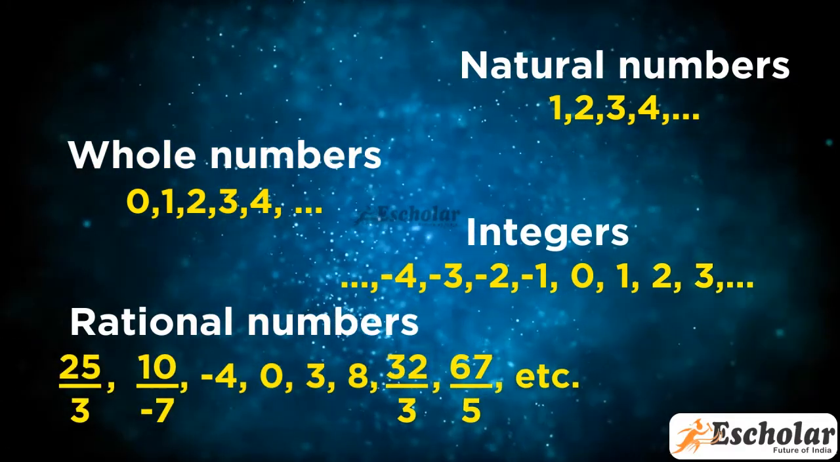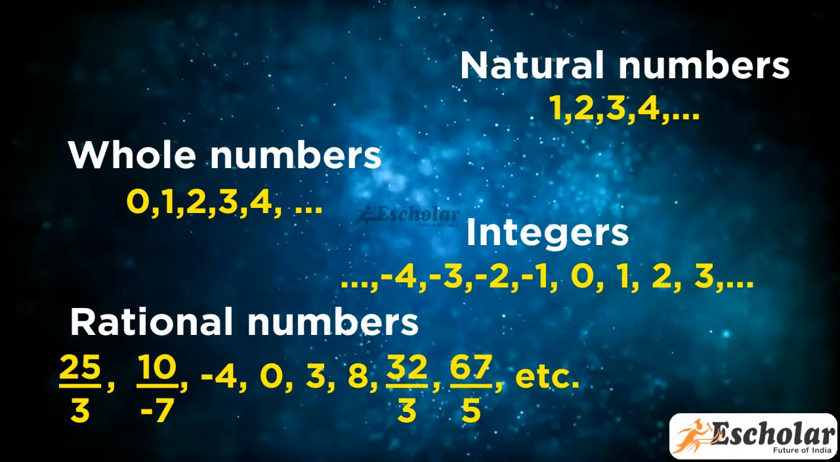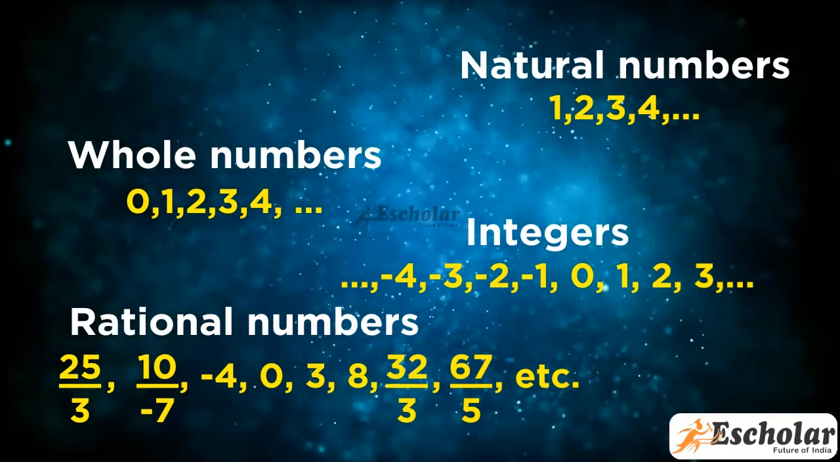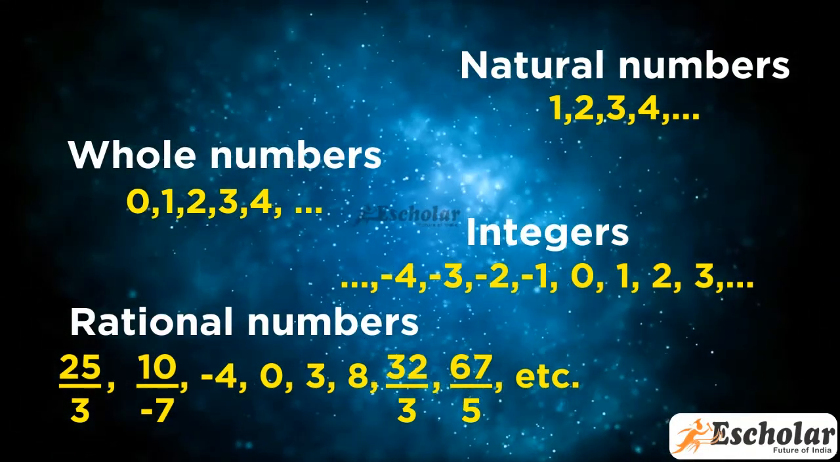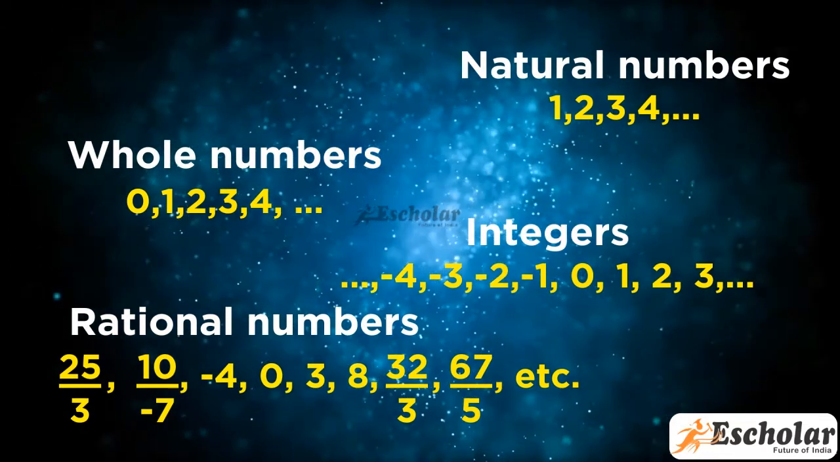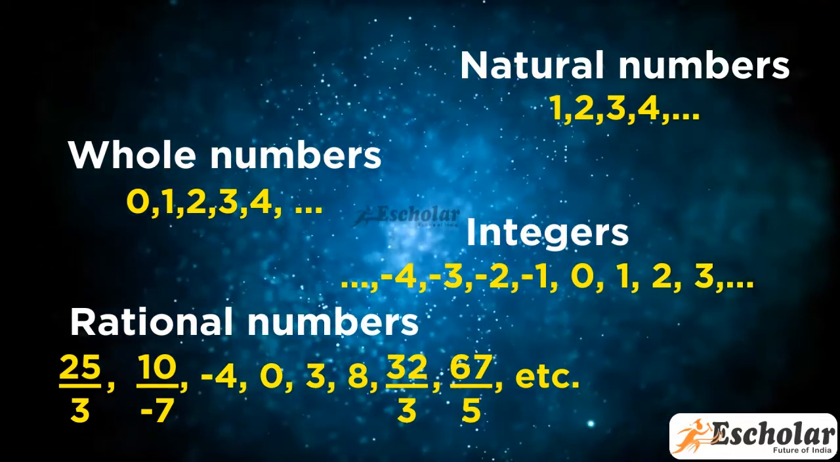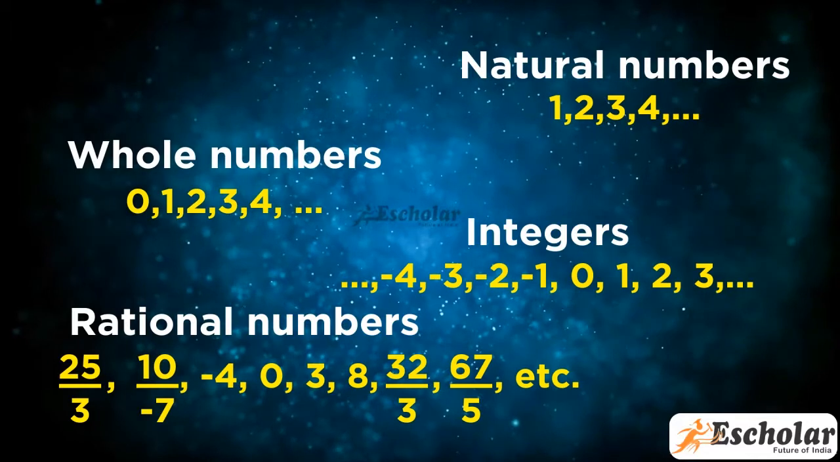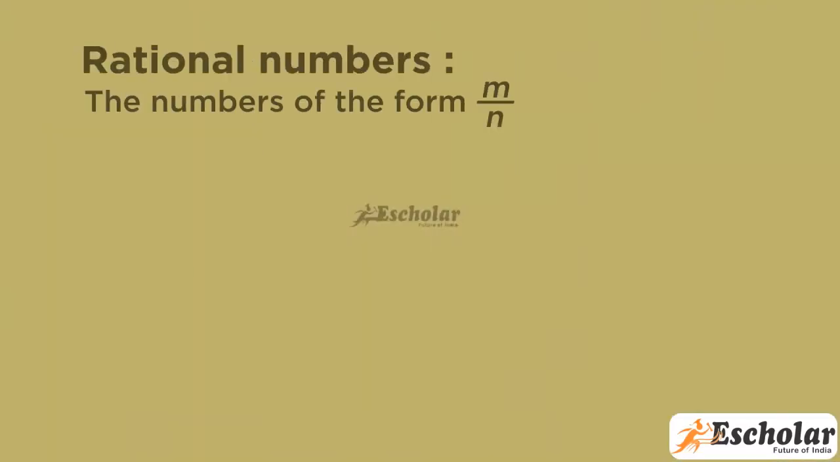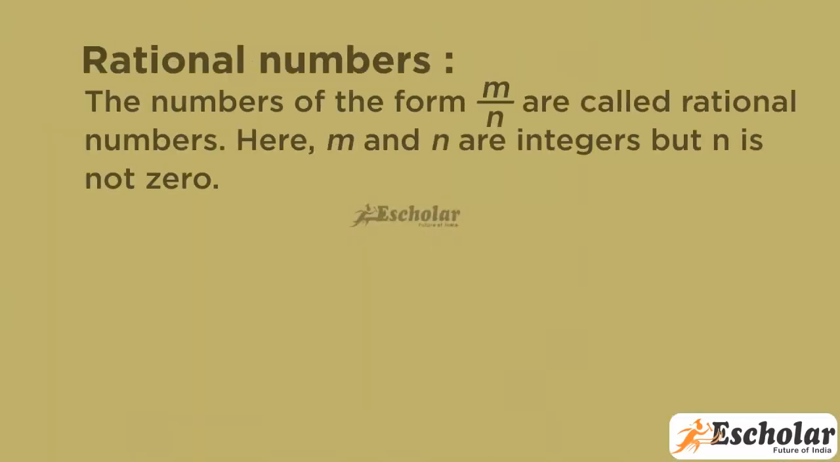Rational numbers: -25/3, 10/-7, -4, 0, 3, 8, 32/3, 67/5, etc. The numbers of the form m/n are called rational numbers. Here m and n are integers, but n is not 0.